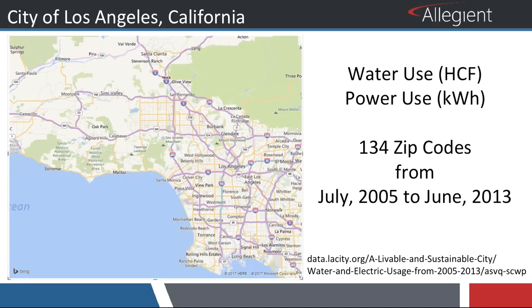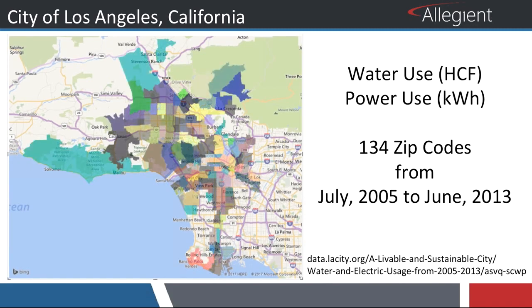The data set that I'm going to be looking at is a publicly available data set from the city of Los Angeles, California. This is their livable and sustainable city data set, where they've listed the water and electric usage from 2005 to 2013. The water usage, measured in hundreds of cubic feet, is given for these 134 zip codes, as well as power usage in kilowatt hours. This is a monthly data set, so I don't have details on during each month, but I have overall what's happened in each one of these area codes from this time block.